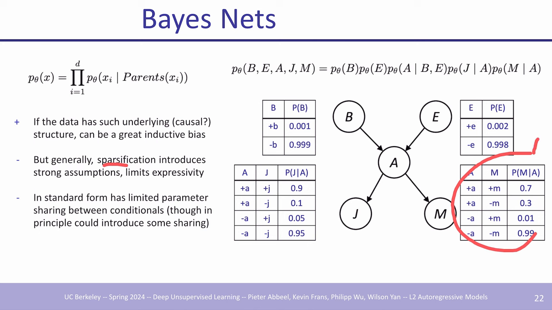But then, of course, we'll have to do some work to not deal with tables, but something else to represent those conditionals. Yes? When you train on a high-dimensional image, do you end up with a Bayes net that looks like that, or do you end up with something that is a very tall graph? Because in the previous equation... Yeah, I think for images, this is just not going to work well.